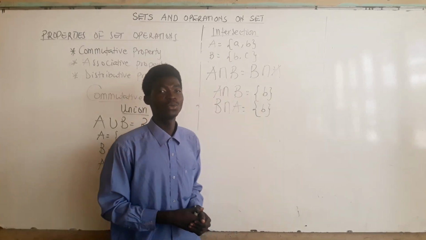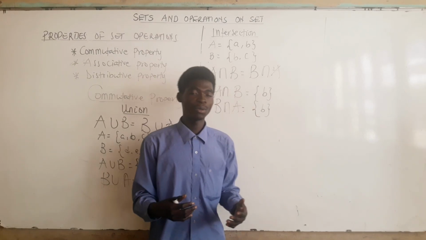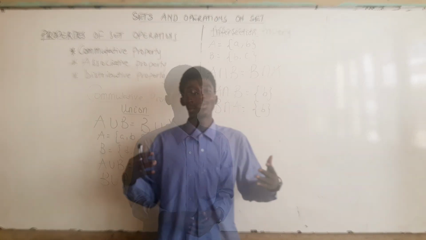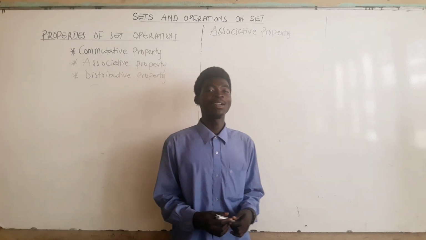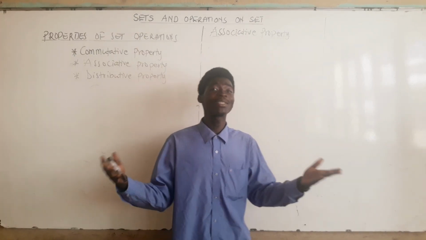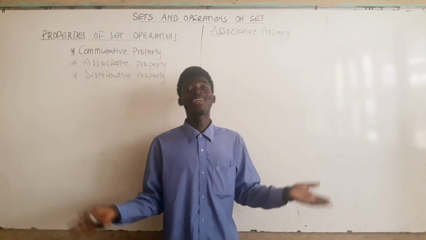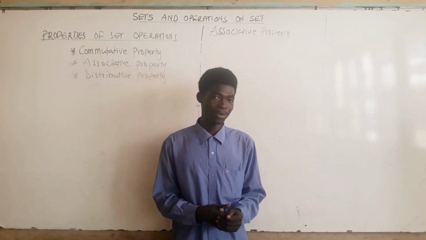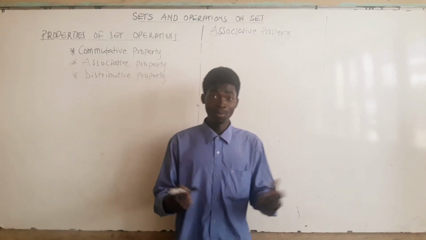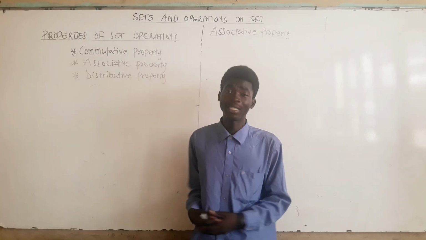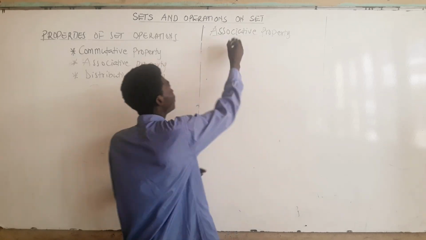Now let's move on to the associative property. The associative property is saying that when you combine 3 or more sets, the way you group them doesn't affect the results. Let's use the operations of sets as I used for the commutative property. So let's say you have union.